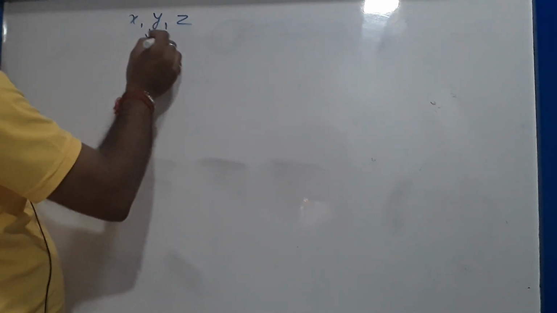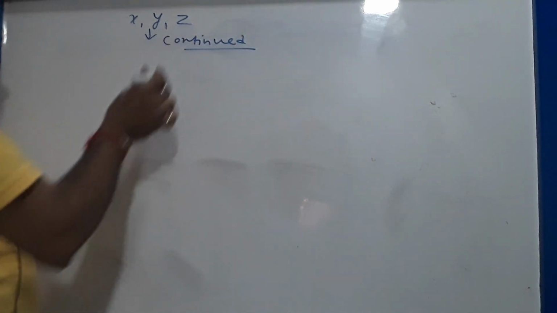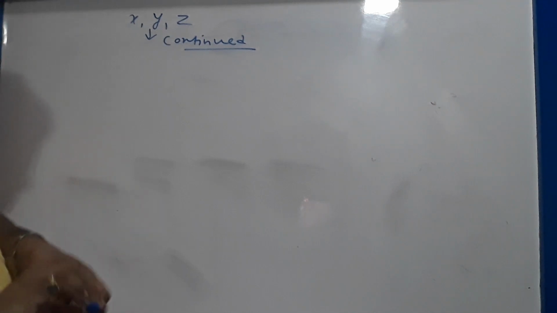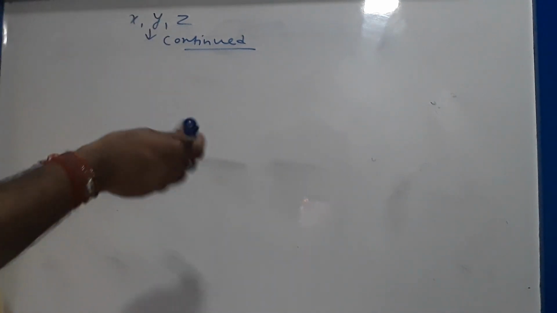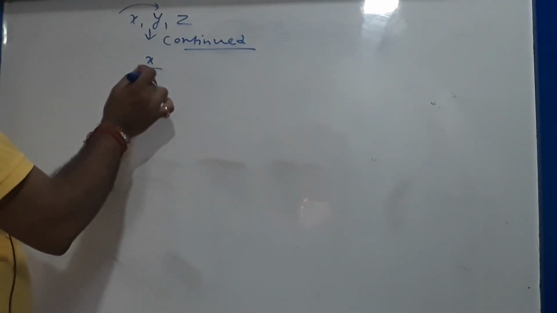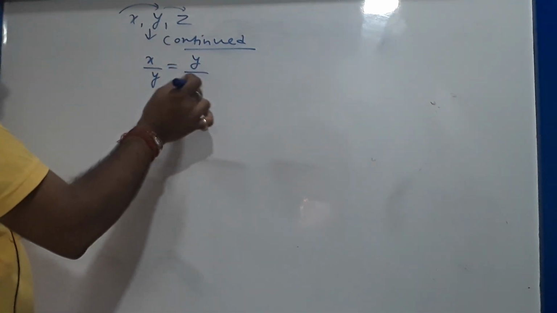Now let us take X, Y, Z. There are 3 numbers, X, Y, Z, and it is given that they are in continued proportion. For 3 numbers, continued proportion is the same as mean proportion. So continued proportion means X upon Y is equal to Y upon Z.